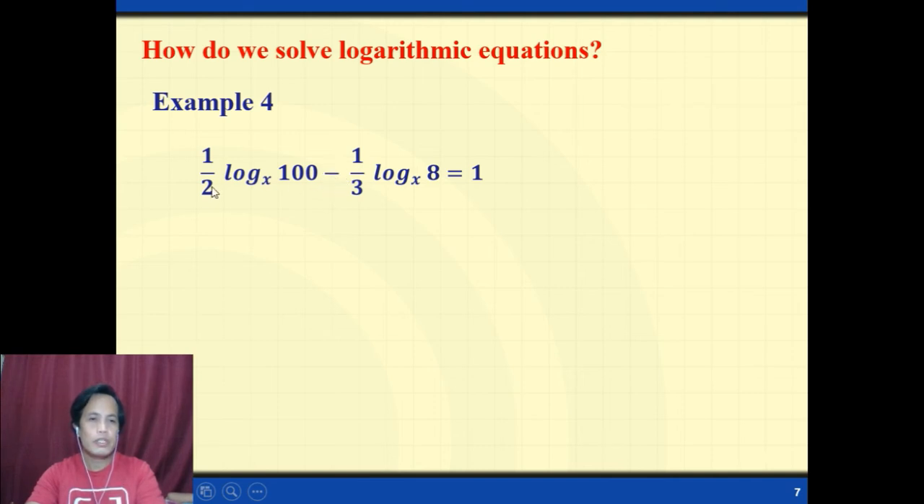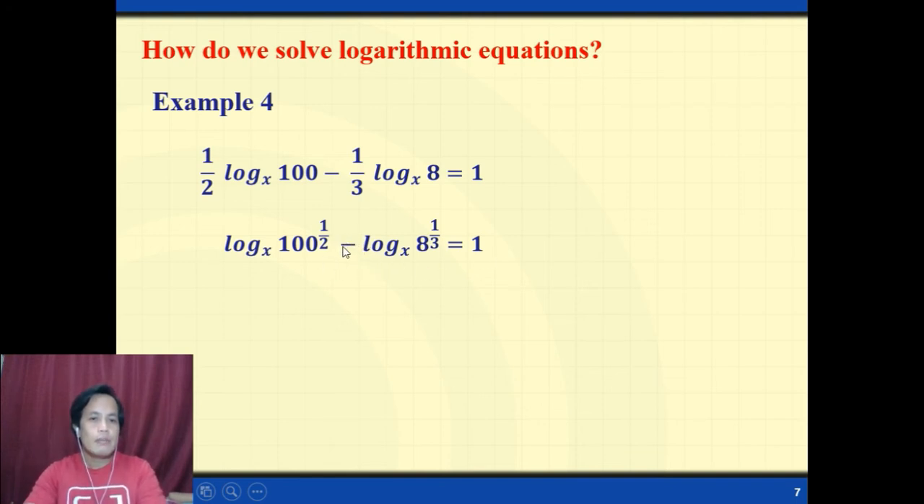So we apply first the power law before applying the quotient law. When we apply the power law, this 1/2 will become the exponent of 100, and this 1/3 will become the exponent of 8. So when we write this, this will become log of 100 raised to 1/2 base x minus log of 8 raised to 1/3 base x equals 1. Try to check how it turned out. The 1/2 here becomes the exponent of 100, and the 1/3 here becomes the exponent of 8. Okay? We apply first the power law. We did not apply the quotient law yet.